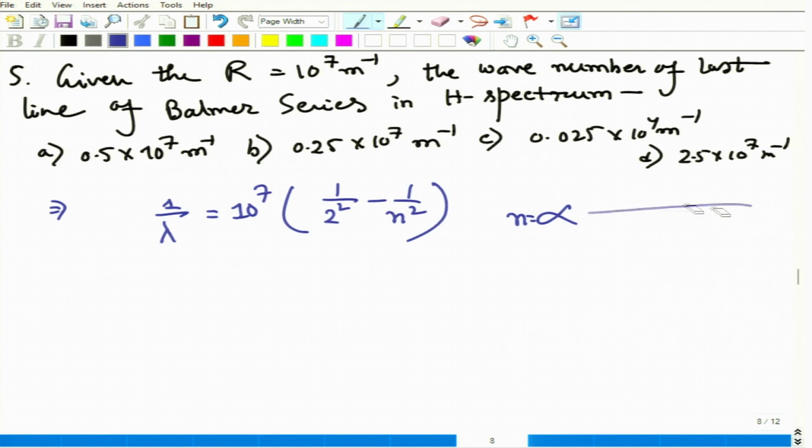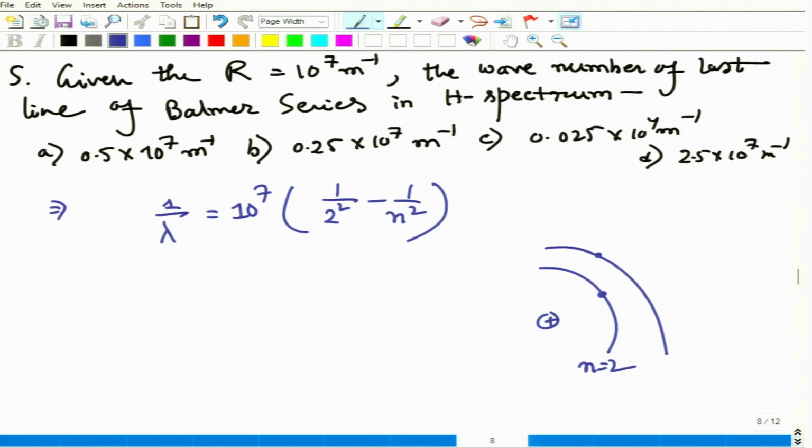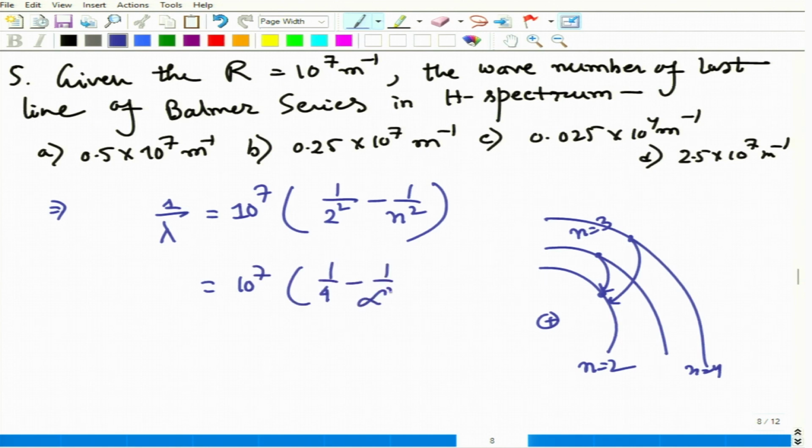Why? These things we have already explained in our class. Let me say again, if you want to understand, this is n equals 2, the second Bohr orbit. When the electron comes from n equals 3 to 2, the energy gap will be minimum in the Balmer series, and that will be the first line. Then the next line will be from n equals 4 to 2. So the last line essentially signifies n should be infinite.